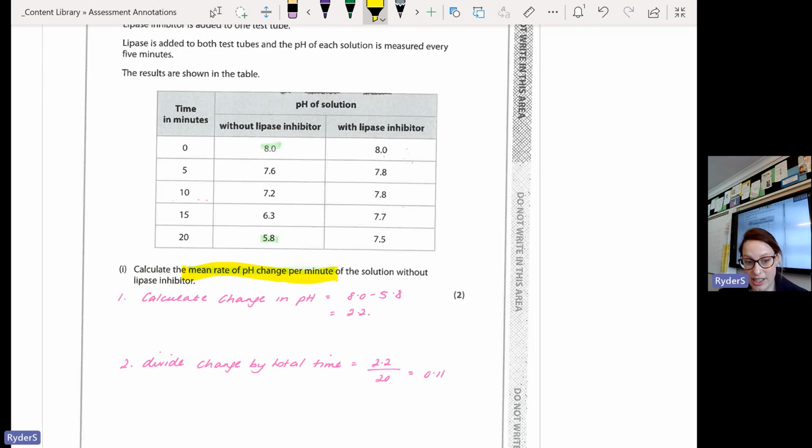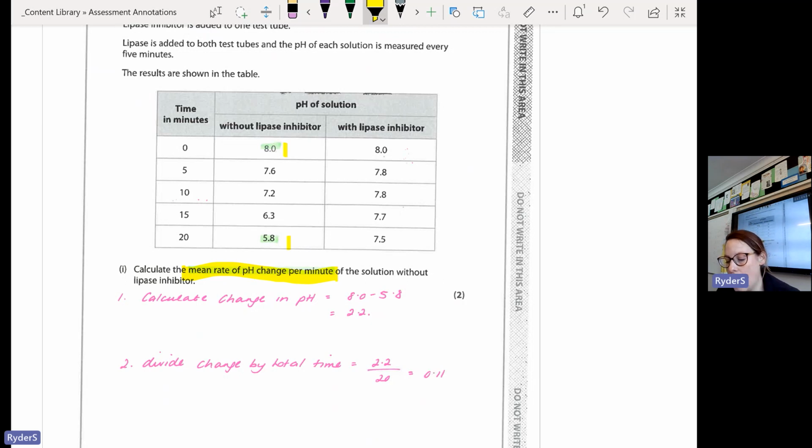Now, what you have to do is calculate the rate of change, so the change in pH. From the start, it was 8. At the end, it was 5.8. If I calculate the difference there, I get 2.2. If I take 5.8 from 8, I get 2.2.